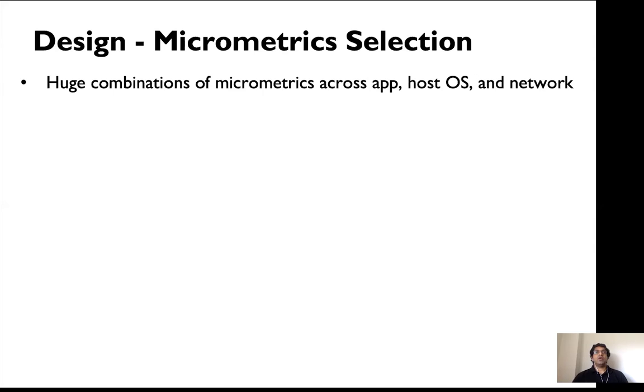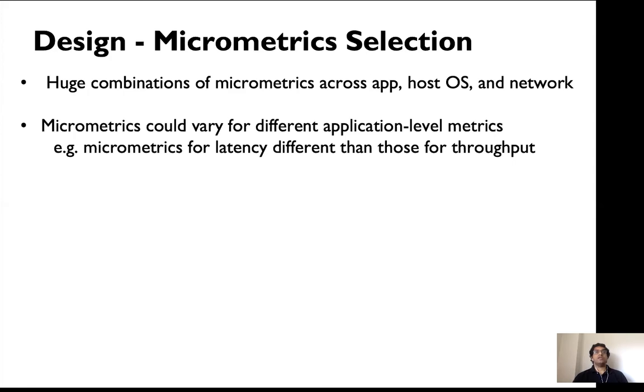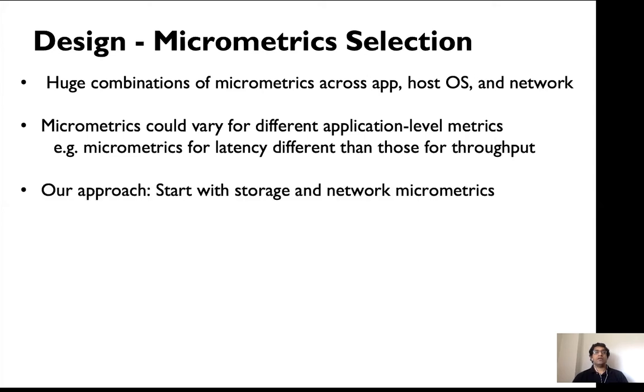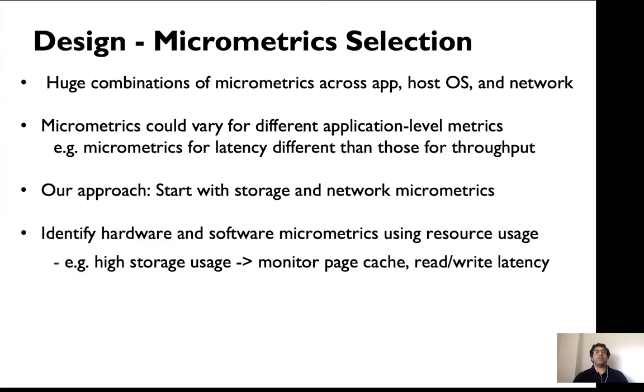With the selection problem, unfortunately, there can be a huge combination of micrometrics across apps, host OS, network, and so on. And these micrometrics could vary depending on application perceived metrics. For example, an application that is latency sensitive could have different micrometrics compared to an application that is throughput sensitive. So our approach is simpler. We start with just storage and network micrometrics. And more importantly, to identify the relevant hardware and software micrometrics, we use resource usage as a proxy. For example, for an application with high storage usage, we monitor the page cache and hardware read and write latency.